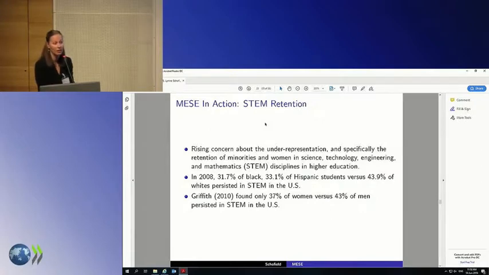There are lots of people who declare or sort of intend a major in STEM and then they drop it at some point. And it seems as though whites persist more than blacks and Hispanics, and that men persist more than women.